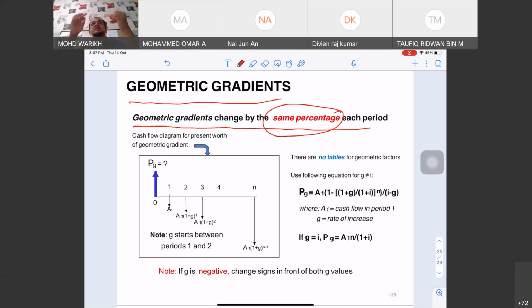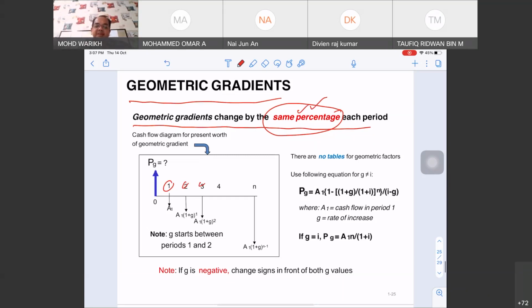But the difference here is amount and percentage. In geometric we have a percentage. If you calculate year 1, year 2, year 3, it gives different numbers. That's why we use the percentage. That's the meaning of the geometric gradient.